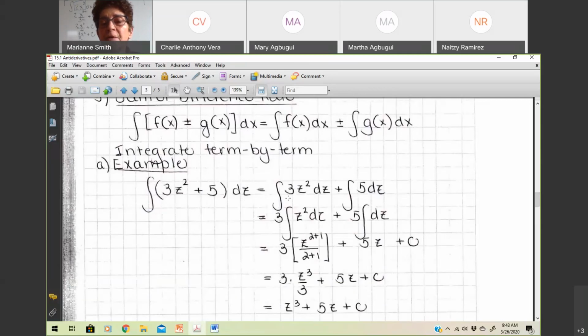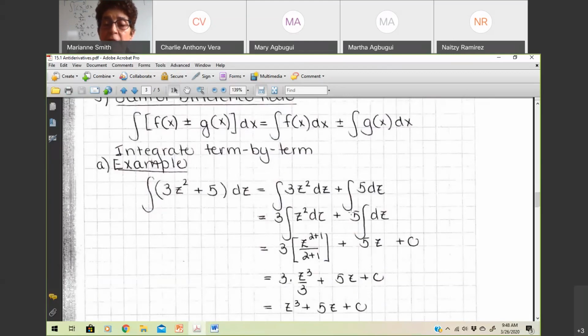Okay, so here's how they do it. And remember, if you can do any of these steps in your head, you don't need to do all the rewriting. But I'm showing you every single step so it's clear. So we're going to take the antiderivative of the first term plus the antiderivative of the second term. I'm pulling the constant 3 through here. And then I'm going to do the power rule on the z squared, where I'm adding 1 to this 2 and dividing by the exponent. So this first term gives me 3 times z cubed over 3.